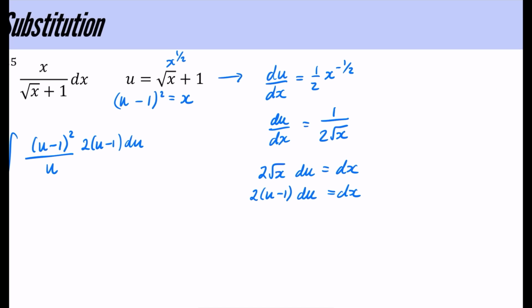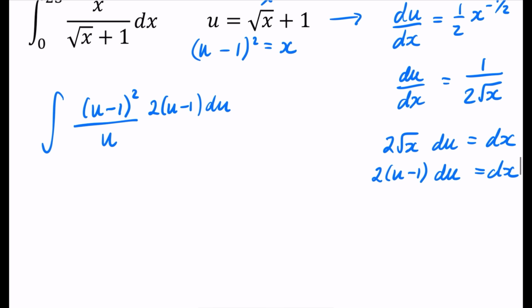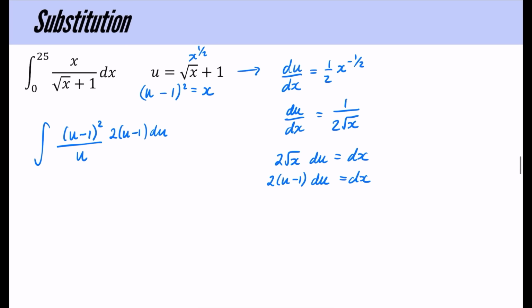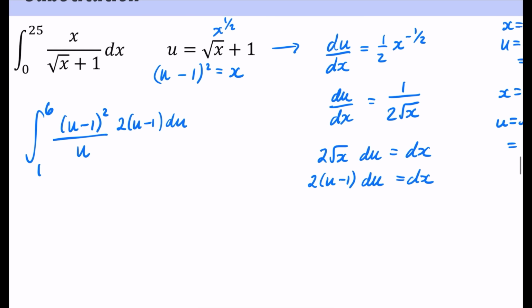Okay, we better keep going. So we haven't changed the limits yet. When x is 0, let's find out what u will be. So when x is 0, u is the square root of 0 plus 1, which is just 1. And when x is 25, u is the square root of x plus 1, which is 5 plus 1, which is 6. So I actually can start doing a bit of algebraic manipulation in this particular question.